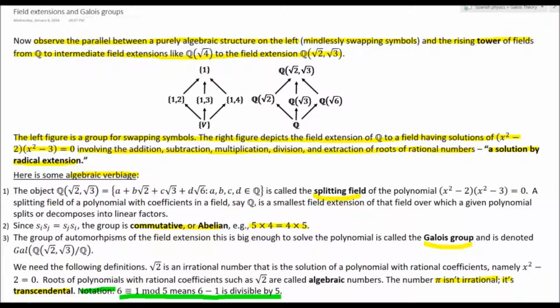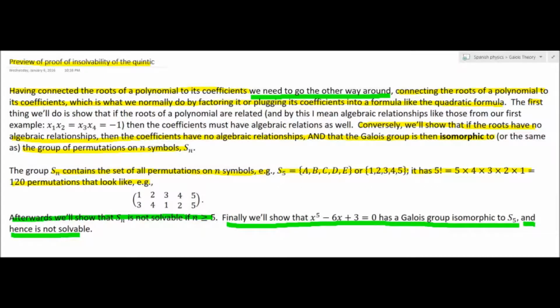Now we obtain a word-based preview of why quintics, or polynomials of degree higher than 5, can't generally be solved by a formula. Okay, we've connected the roots of a polynomial to its coefficients. We need to go the other way around. We need to connect the coefficients of a polynomial to its roots. This is what we normally do. If I give you a quadratic equation, you use the quadratic formula on its coefficients to obtain the roots by multiplication, division, subtraction, addition, and the extraction of square roots.